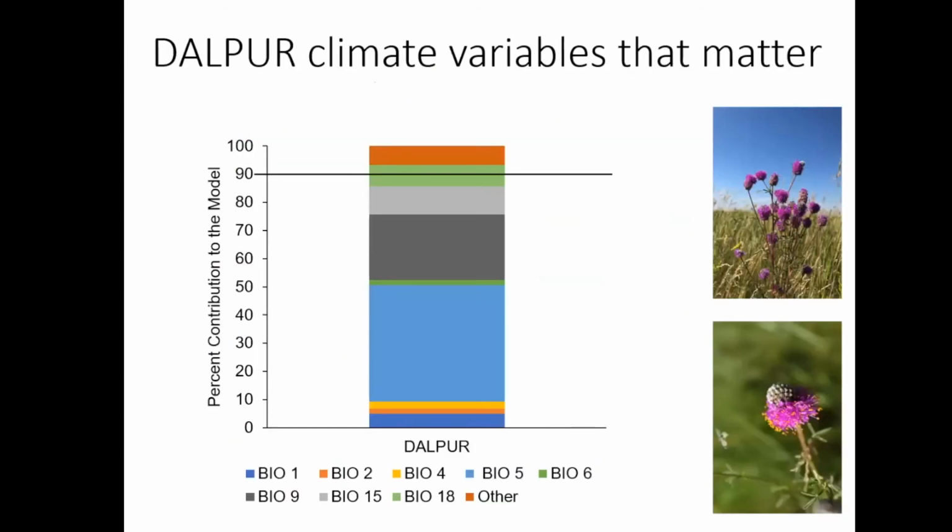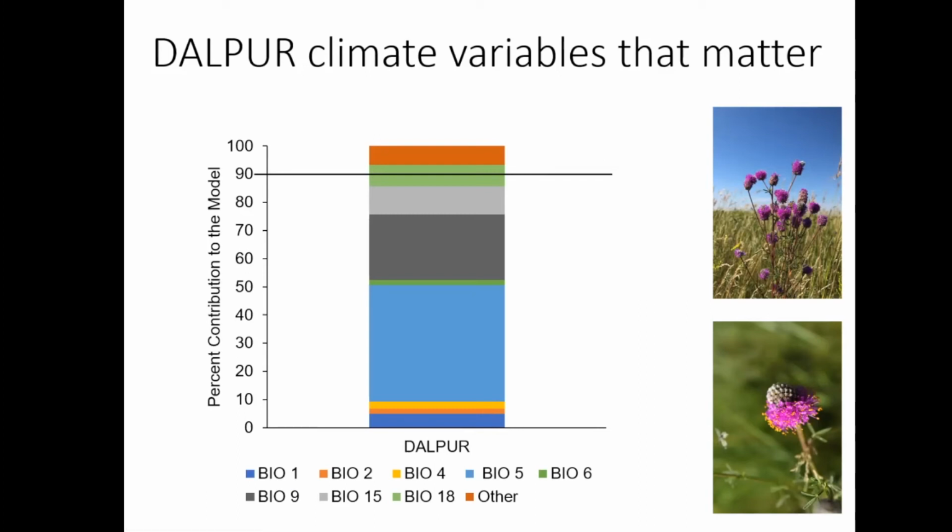So in finding my variables that matter for predicting habitat suitability, I have here my species again, DALPUR, on the x-axis, and the percent contribution to the model that all 19 Bioclim variables had in producing my models. I then used a 90% cutoff as my limit for choosing variables. So here I'm showing that for my Dalea purpurea, the only Bioclim variables that really mattered in producing an accurate species distribution model were my mean annual temp, my diurnal range, which is basically looking at the mean of the monthly max versus the monthly min.